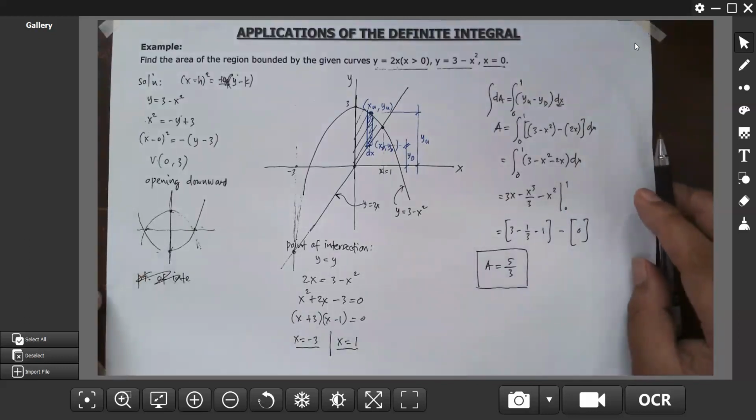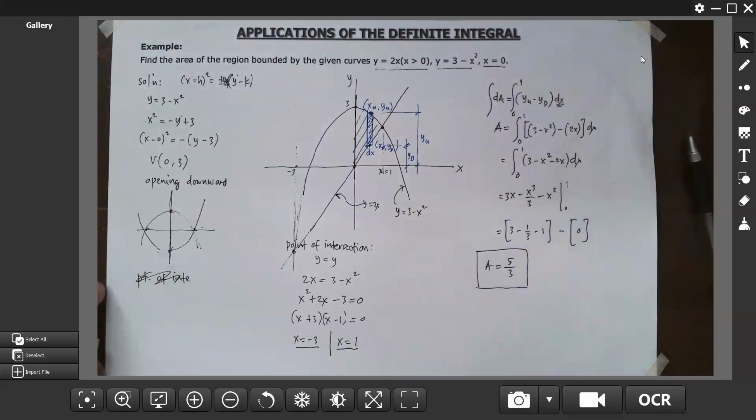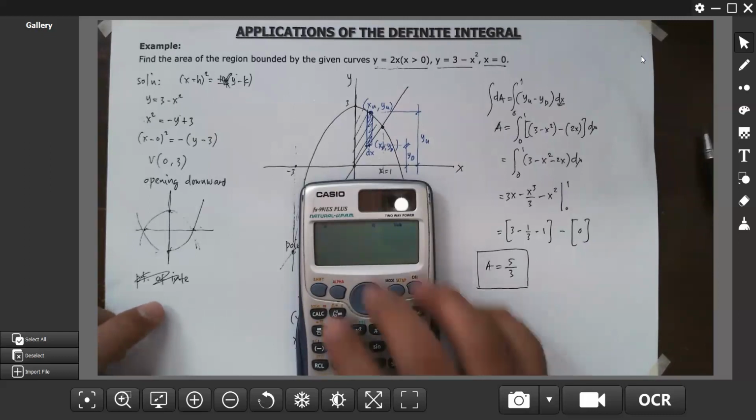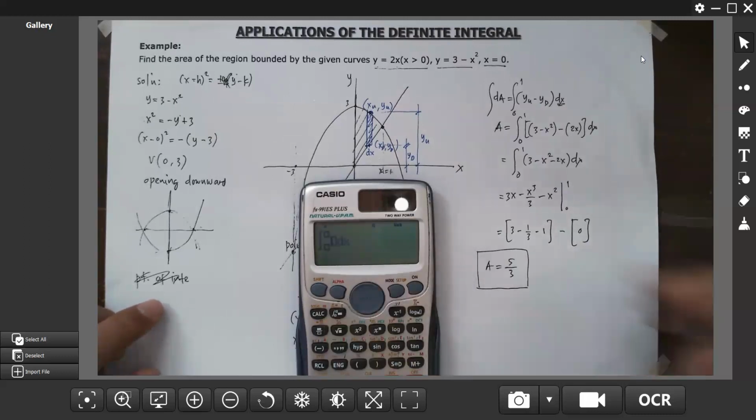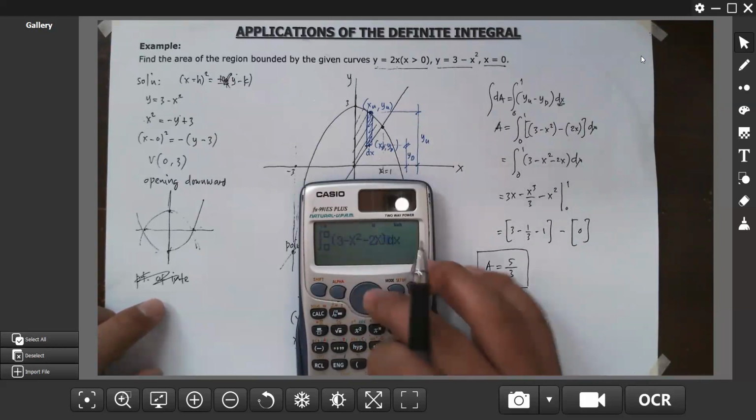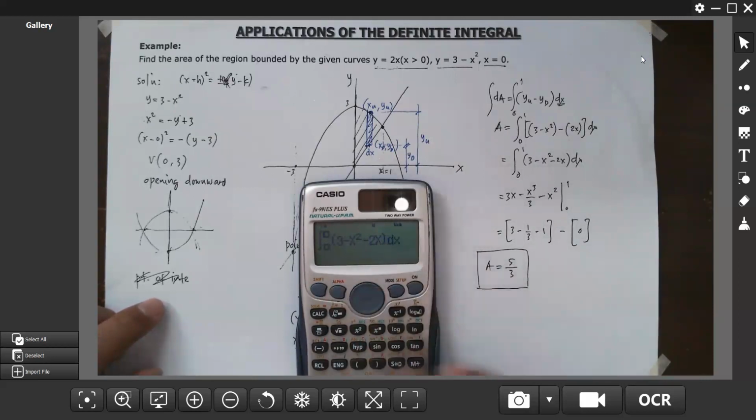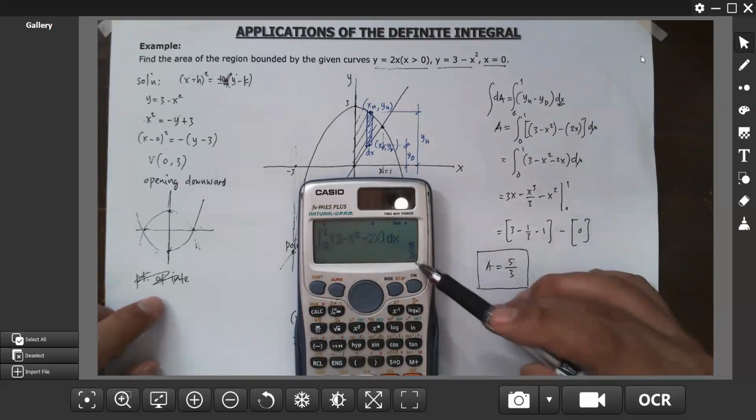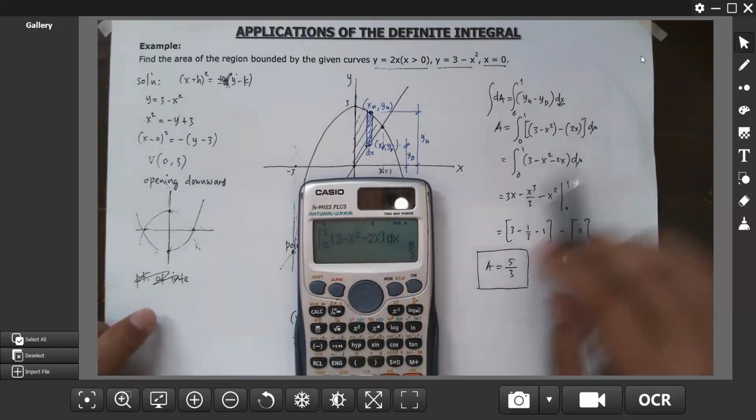The answer is 5/3. If we check on the calculator, the integral of 3 minus x squared minus 2x from 0 to 1, the answer is 5 over 3.